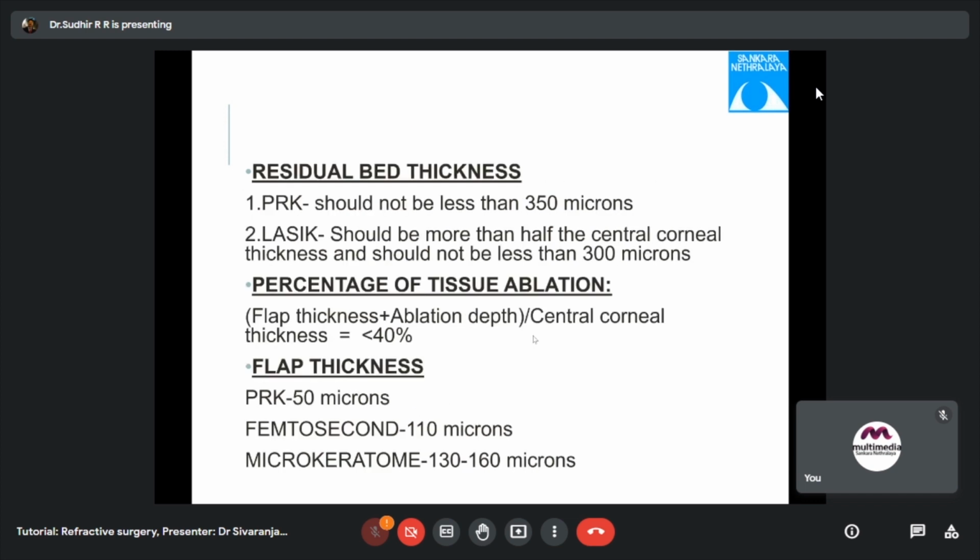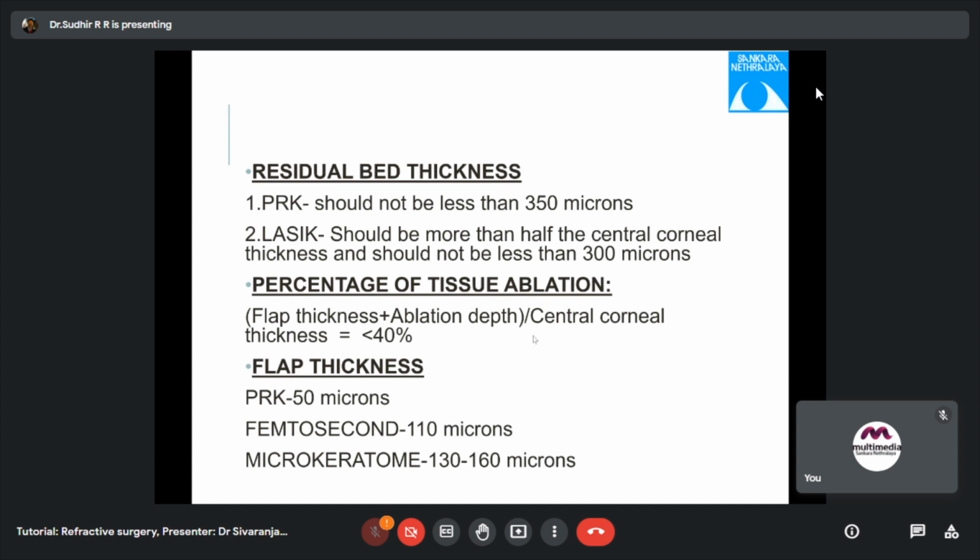Residual bed thickness: in photorefractive keratectomy, it should not be less than 350 microns. In LASIK, it should be more than half of the central corneal thickness and should not be less than 300 microns. The percentage of tissue ablation is calculated using the formula: flap thickness plus ablation depth divided by central corneal thickness. It has to be less than 40%. These are various factors we need to keep in mind to prevent ectasia, so we use what is called percentage tissue ablation. We need to make sure it is less than 40%.